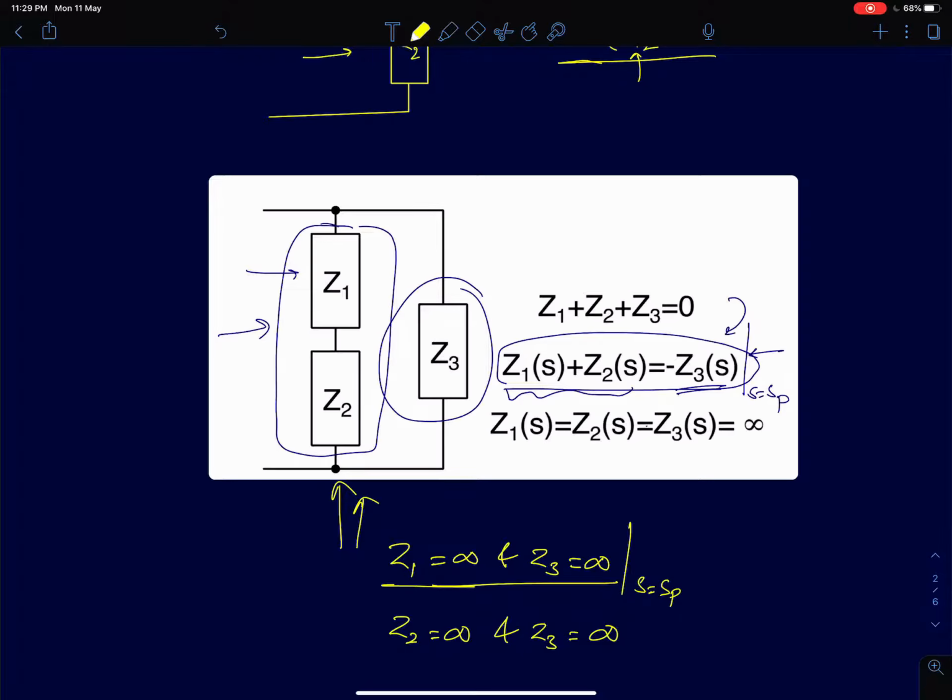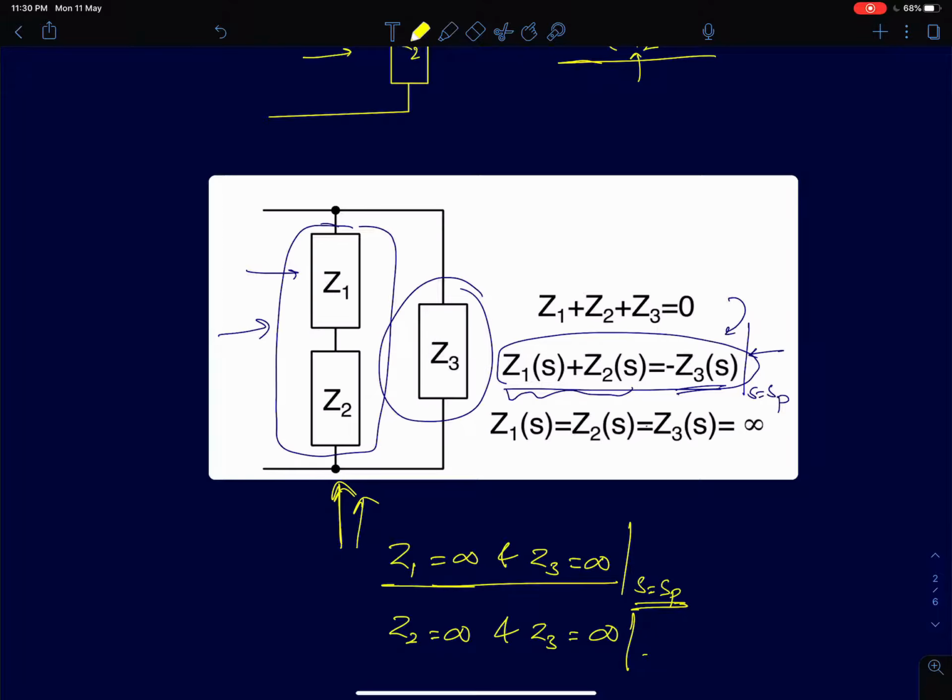That will also be a pole. Okay. Z2 can be finite, but if Z1 is infinity, then the first arm is going to be infinity, and at the same value of S, Z3 is also infinity. In that case, that will give me a pole at S equal to SP, wherever this condition is met. So same way I can apply, instead of Z1, Z2 can be infinity, where Z3 is infinity and Z1 can be finite. So that will also give me the pole.